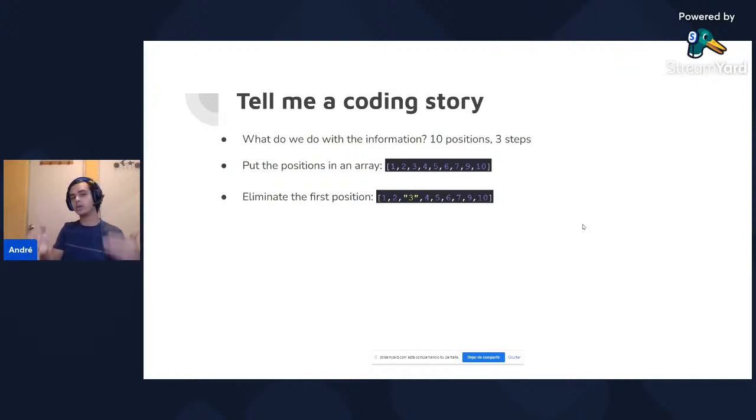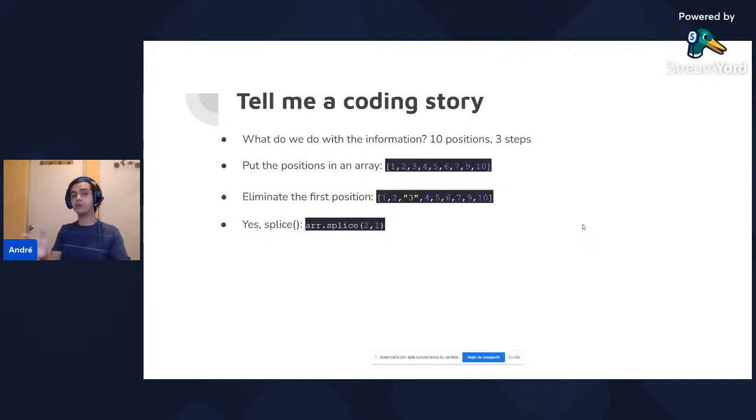And okay, do we have something? Do we have a method in JavaScript, the language that I'm going to use to solve this problem? And the answer is that we do. We do have a method called splice that will help us eliminate the position that we want.